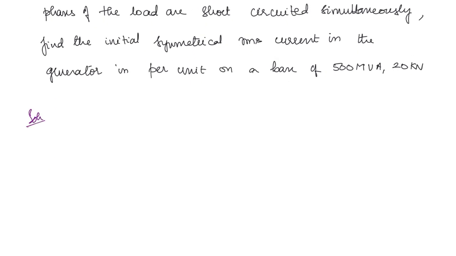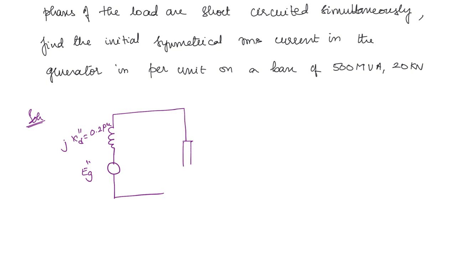What is given? The generator has XD", the subtransient value, as 0.2 per unit, and the internal subtransient voltage we are going to take like this. Now the load is directly connected to the generator, which is also given in the question. So this is the load, it is purely resistive, so you can even draw a resistance here. Now the fault is occurring here. So what will be the fault current? This is going to be EG" divided by jXD".